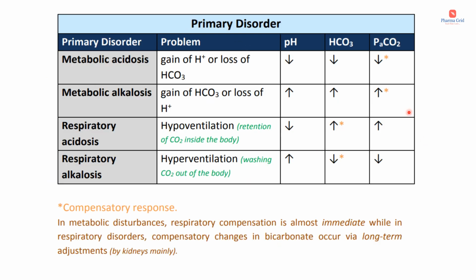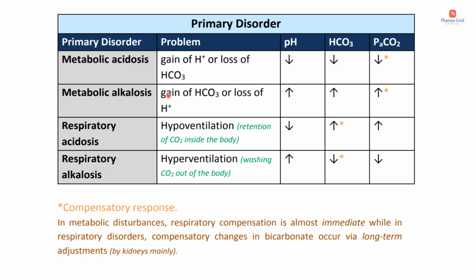So here is a summarization of acid-base disorders. That is, the primary disorders can be classified as four: metabolic acidosis, metabolic alkalosis, respiratory acidosis and respiratory alkalosis. So here the problem is mentioned. In metabolic acidosis, there will be gain of H+ or loss of bicarbonate. So what will happen to pH? It is acidosis, so pH will decrease, bicarbonate will decrease, and this is the compensatory mechanism which is denoted with an asterisk. The compensatory mechanism is decrease in the partial pressure of carbon dioxide level.